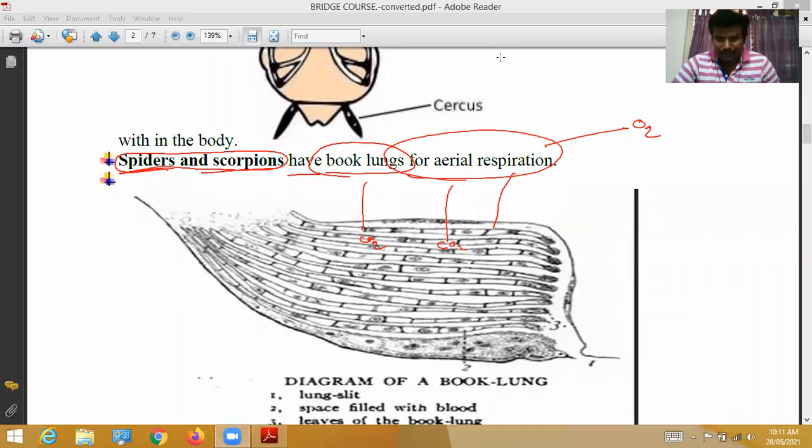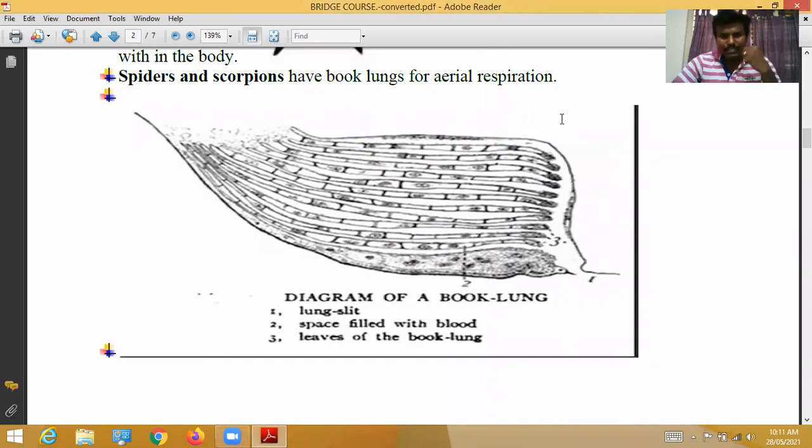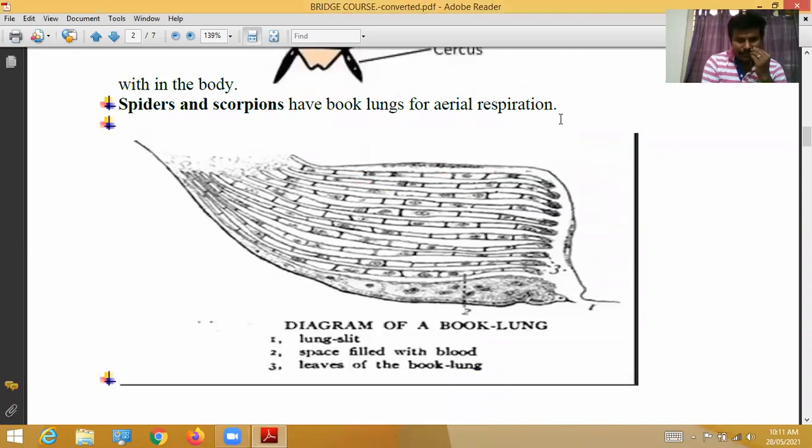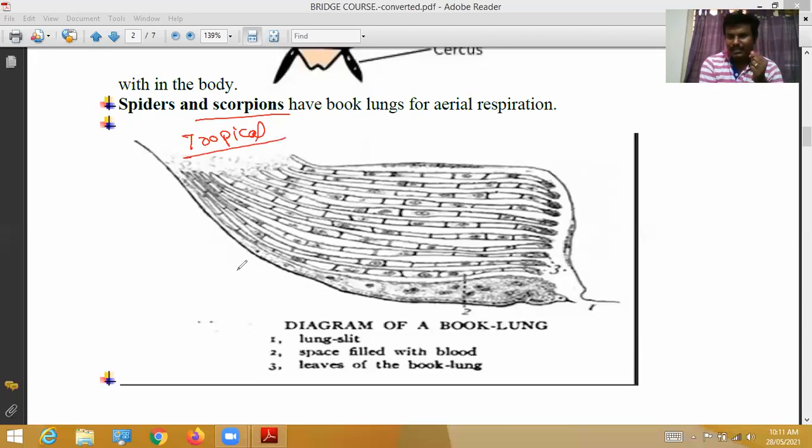If you get an idea in this bridge course, it becomes a little bit easy. So, spiders and scorpions. Everybody knows spiders, which we commonly see in homes. Scorpions are a kind of poisonous organism, commonly surviving in tropical places. These two organisms have book-shaped lungs. These are called lungs. See, here is the first lung slit.